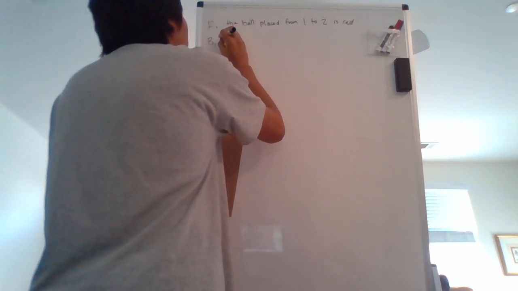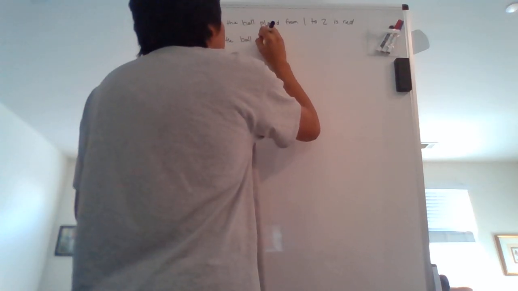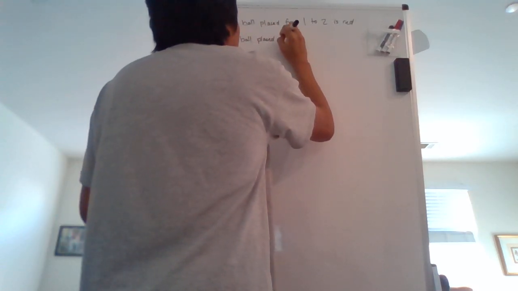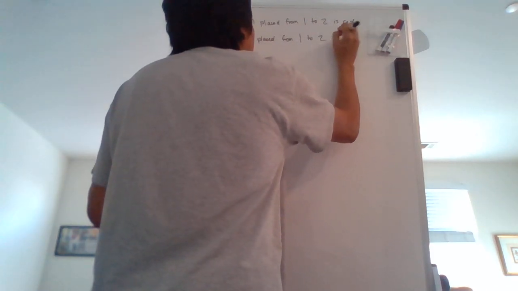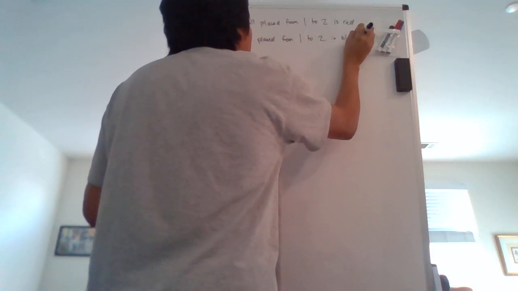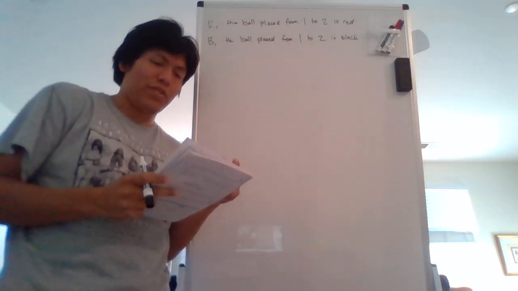So we'll say that's B1. So the ball placed from urn 1 to urn 2 is black. Okay, so that's the first thing that happens in this question.